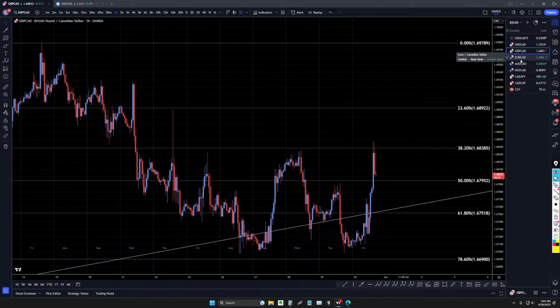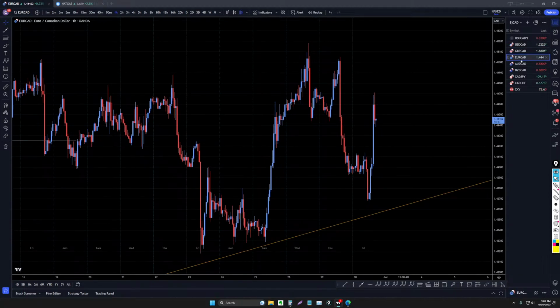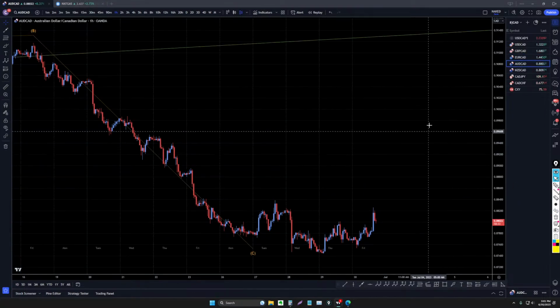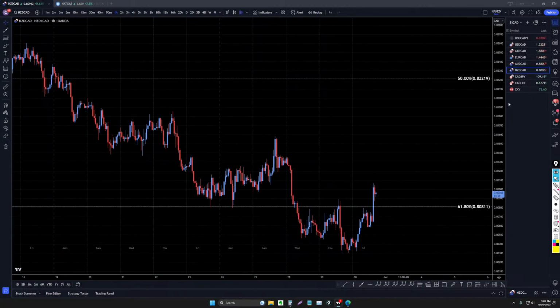Pound Canadian definitely went up pretty nice. Ooh, look at that. Euro Canadian. Wow. 1, 2, 3, 4, 5. Break of structure. That was a wicked move right there. Awesome. That one definitely wasn't because the Aussie was so weak.